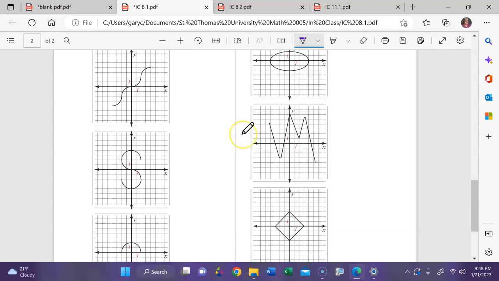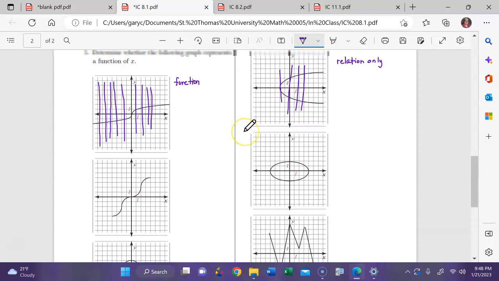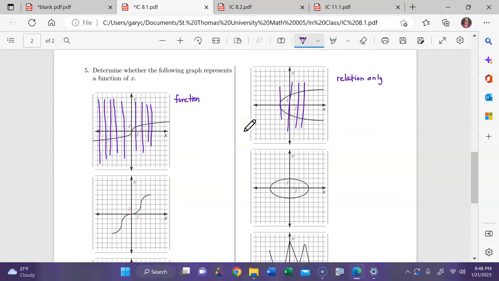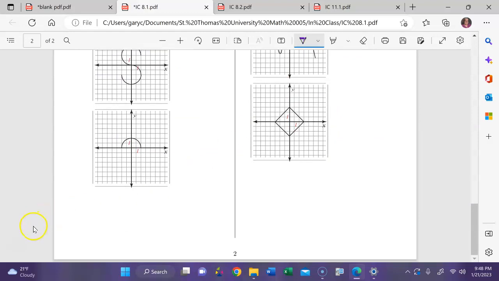So you can take a look at these and determine what is what. Some of these are going to be relations, some of these are going to be functions, and I'm going to say that that's good enough for right now. Go ahead and try that out and find your solutions. And if you have questions, be sure to ask on the next day we have class.